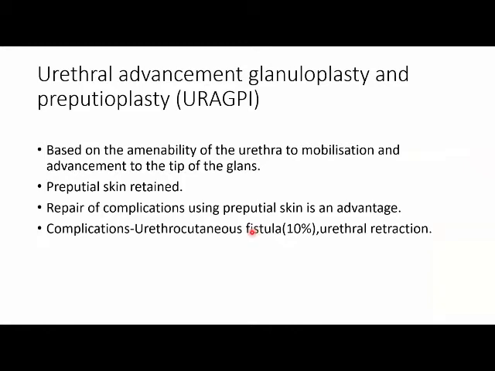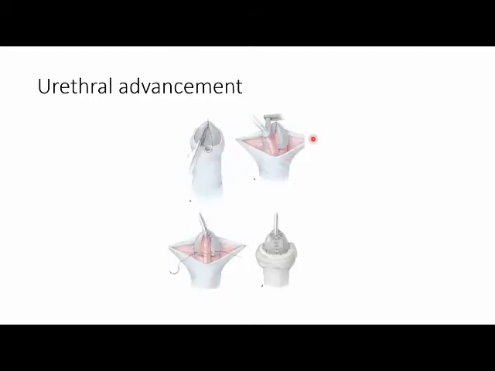Coming to urethral advancement glanuloplasty and preputioplasty. This is one of the urethral advancement techniques called URAGPI. This is based on the amenability of the urethra to mobilization and advancement to the tip of the glans. Here the important thing is that the preputial skin is retained, so that in case you have some complications, you can always use that preputial skin in a later period for further repair. Complications of this procedure include urethroplasty fistula and also urethral retraction. So this is how we do urethral advancement techniques.